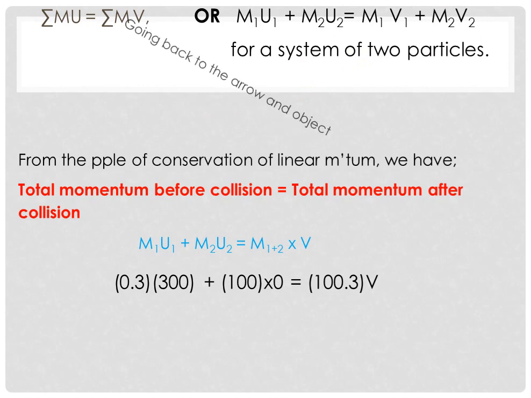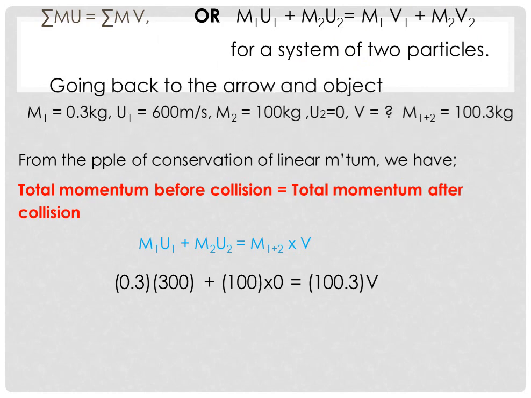Now let us go back to the arrow issue that we saw. We said the mass of the arrow is 0.3 and the speed is 600 meters per second. The mass of the block is 100 kilogram and the speed is 0 because it is at rest.